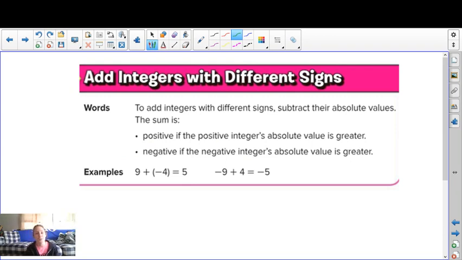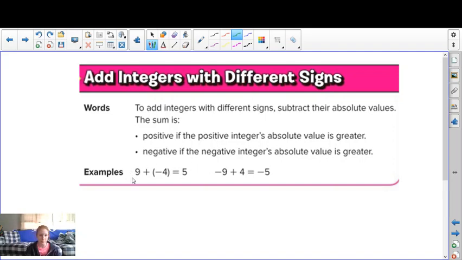All right, adding integers with different signs. Now we're going to have positives and negatives getting put together. If you have different signs, you have to look and see which number is bigger. If the positive number is bigger, then the answer will be positive. If the negative number is bigger, then the answer will be negative.